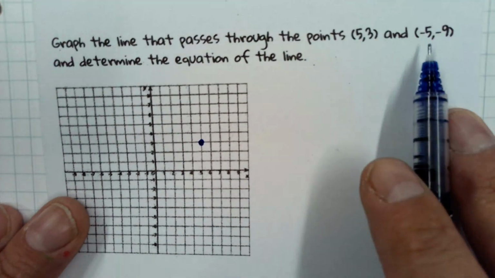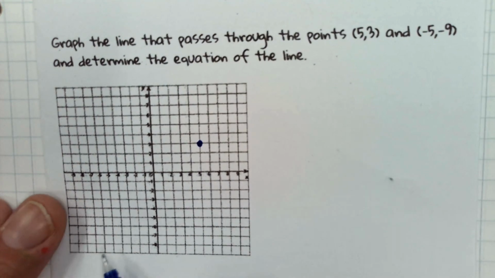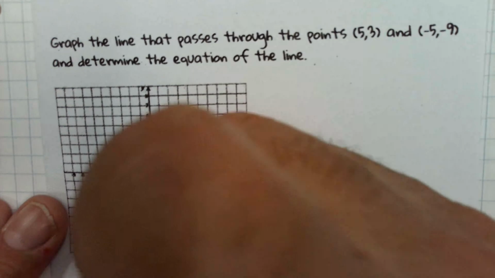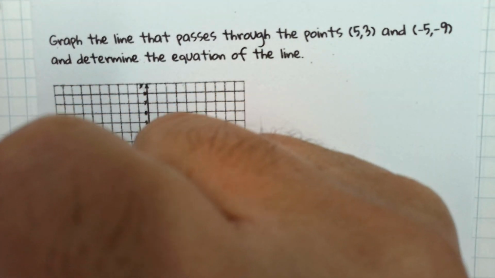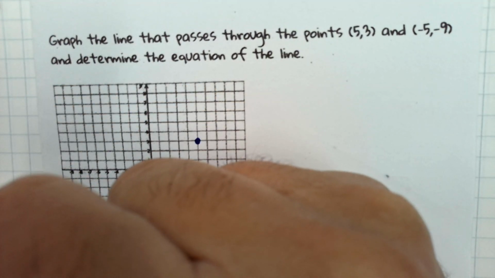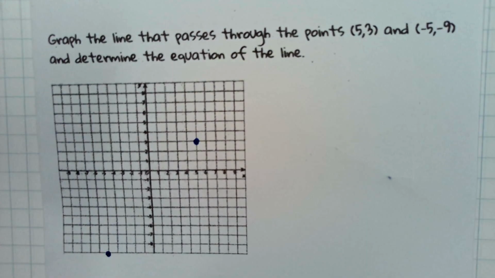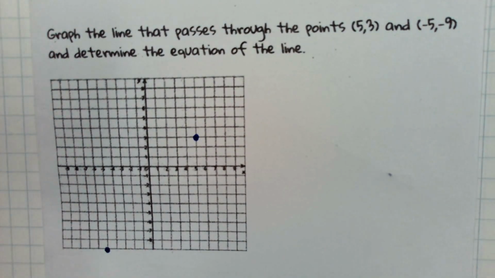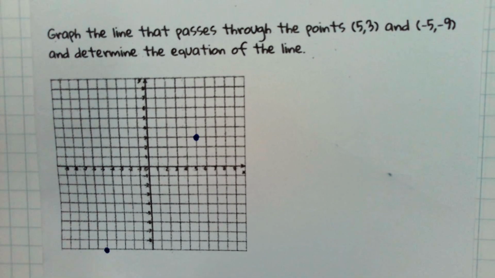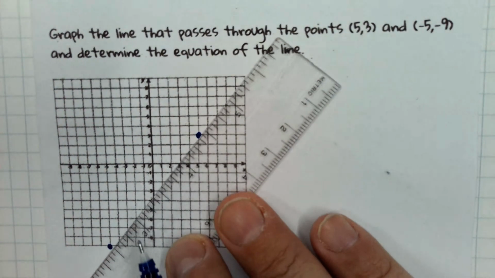That's in quadrant one. And the other one is negative 5, negative 9, almost on the opposite end. It's 5 over and 9 down. So 5 to the left, 9 down. That's way down here. Wow, that's pretty far away. Let's go ahead and graph these two points.